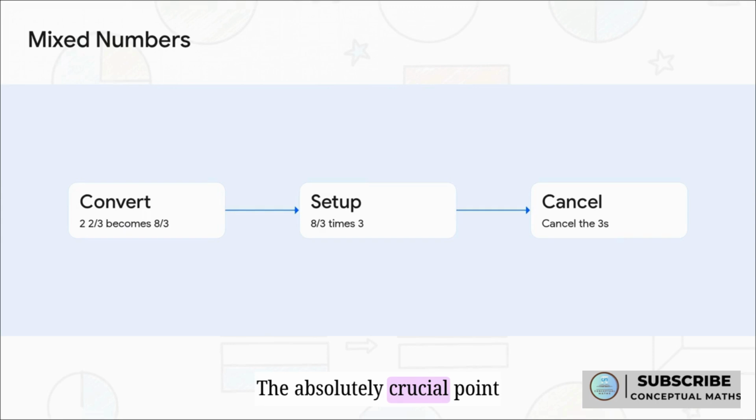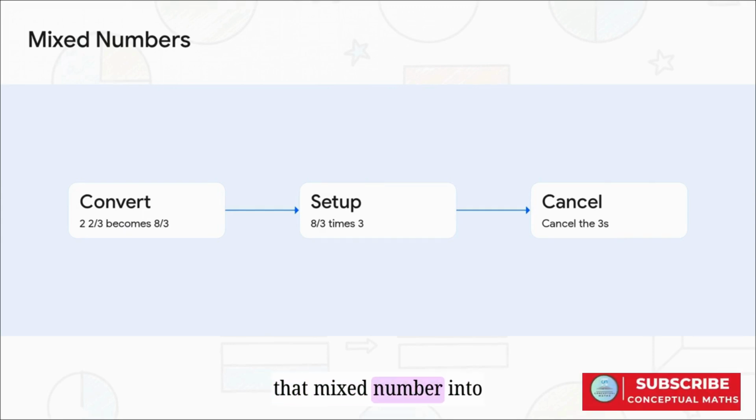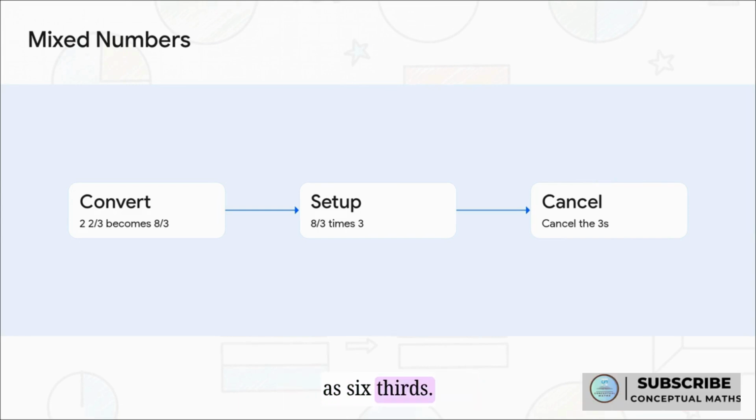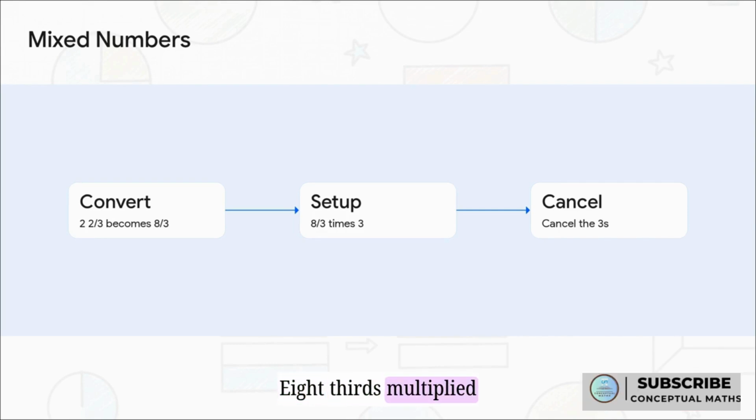The absolutely crucial point here is step 1. Before we even try to multiply, we convert that mixed number into an improper fraction. 2 whole parts? Well, that's exactly the same as 6/3. Add that to the 2/3 we already have, and we get 8/3. Simple as that. So 2 2/3 becomes 8/3. Next, we set up the new equation, 8/3 multiplied by 3.